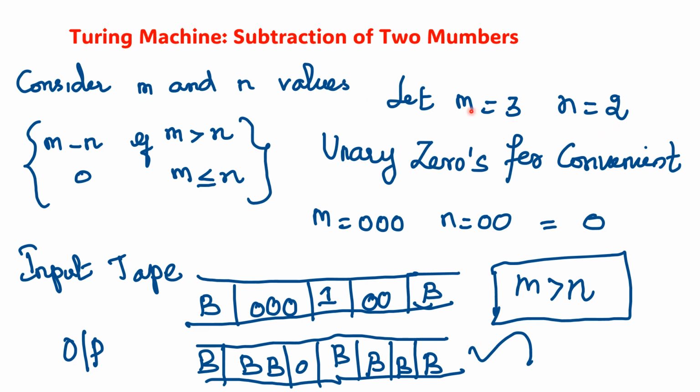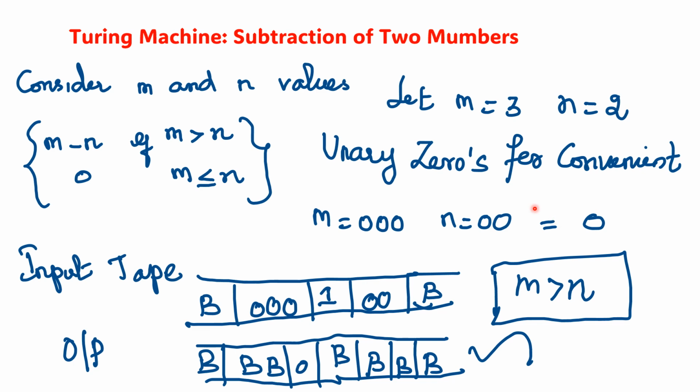So before constructing, we have to follow the rules. If m is greater than n, definitely the answer will be m minus n. And if m is equal to n, or otherwise less than n, the answer will be 0. So we know the rules.